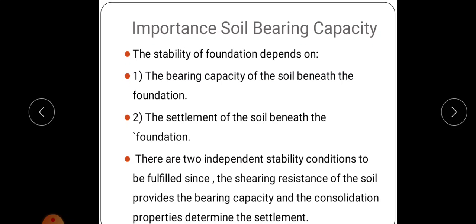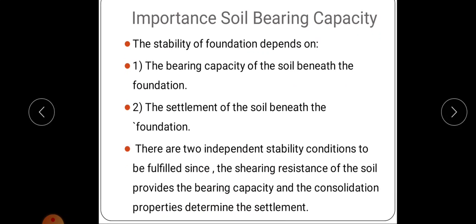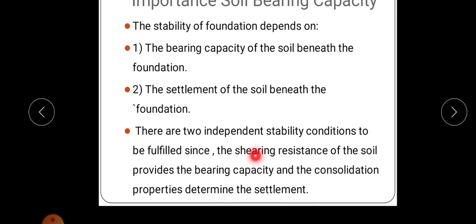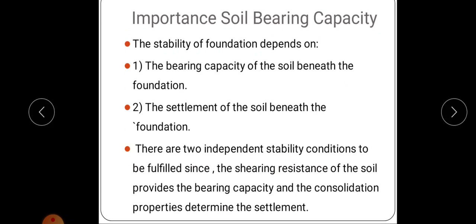And there are two independent stability conditions to be fulfilled, since the shearing resistance of the soil provides the bearing capacity. That is, if bearing capacity is low, the soil will fail under shear. The bearing capacity actually indicates the shear strength of the soil, that is, the ability to resist the external force. The shearing resistance of the soil provides the bearing capacity. And the consolidation property determines the settlement, that is, if the settlement is very high, the consolidation is very low. So you have studied what is meant by consolidation.